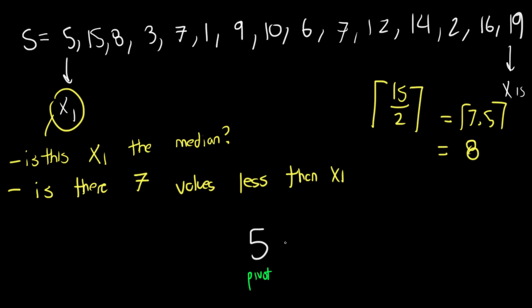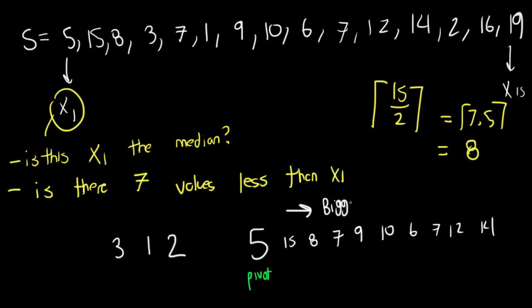So we check the 15. 15 will go over here. We check the 8. Oh, the 3 will fit on this side. We can put the 3. The 7 will go here. The 1 will go here. The 9, 10, 6, the 7, the 12, the 14. Oh, good. We have 1 for the left side. So we're putting the bigger numbers on this side and the smaller on this side. Go ahead and put that bigger than x1, and then smaller than x1 there, just in case anyone wasn't following along. 16 and then 19. Does this look like the median to you?